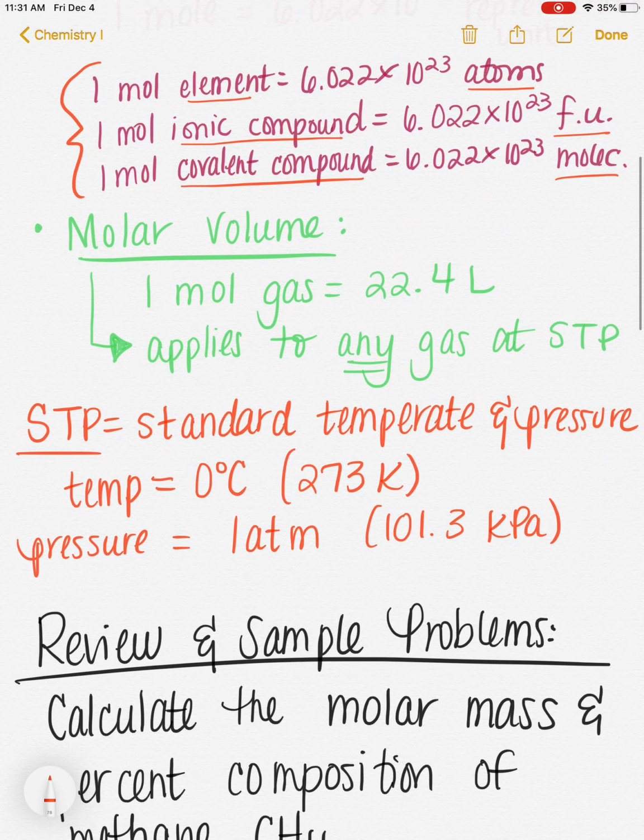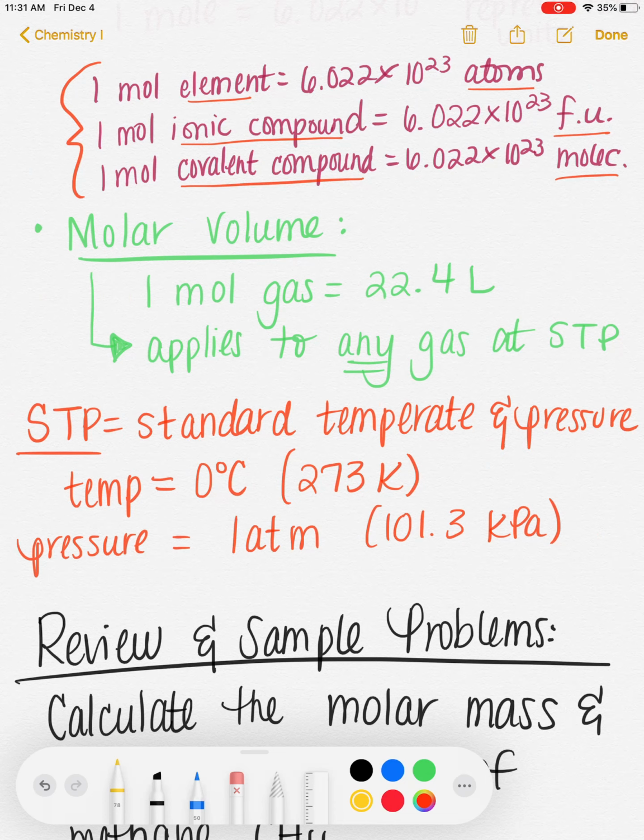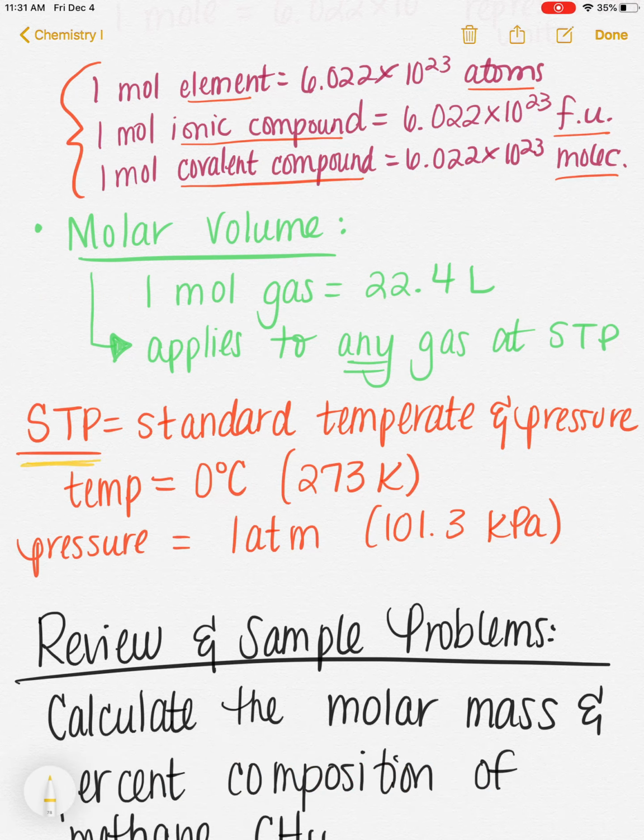Today, we are going to discuss molar volume. Molar volume says that 1 mole of any gas at STP will occupy 22.4 liters. It doesn't matter what the gas is. It could be oxygen, it could be air, it could be carbon dioxide, it can be nitrogen, it could be methane. Anything, as long as it is at STP, will occupy a volume of 22.4 liters for every 1 mole of gas. But what does this STP mean?